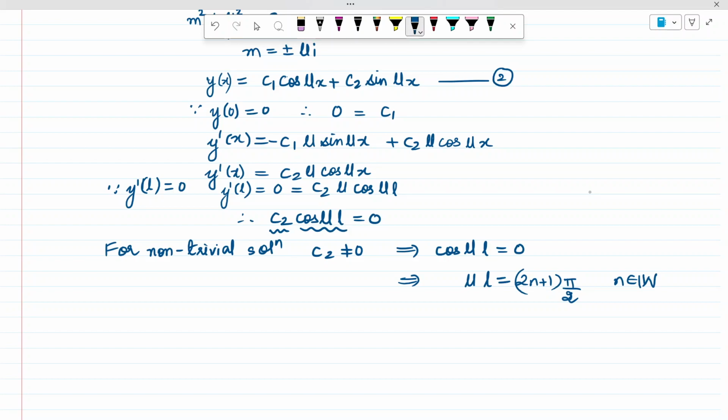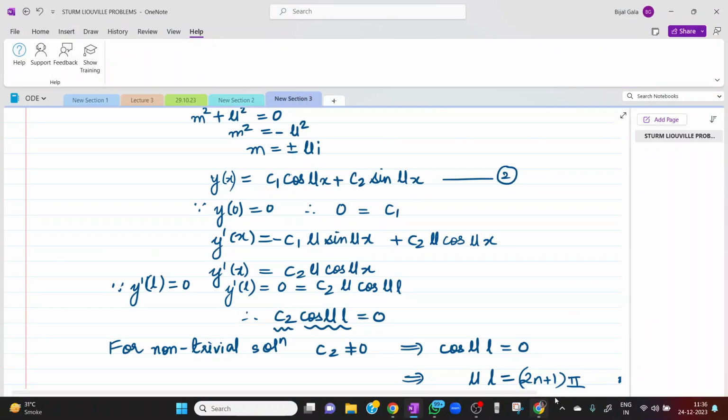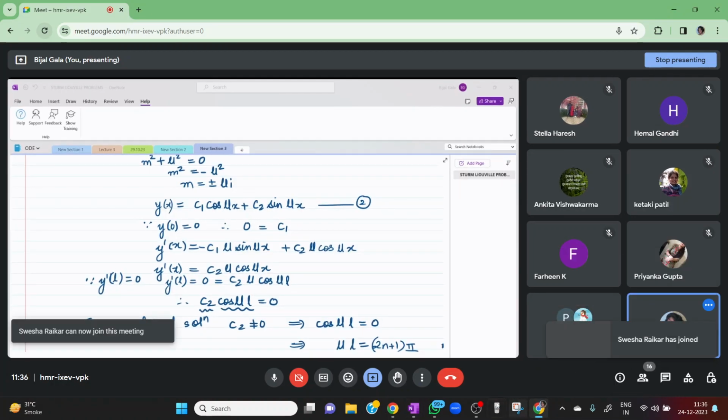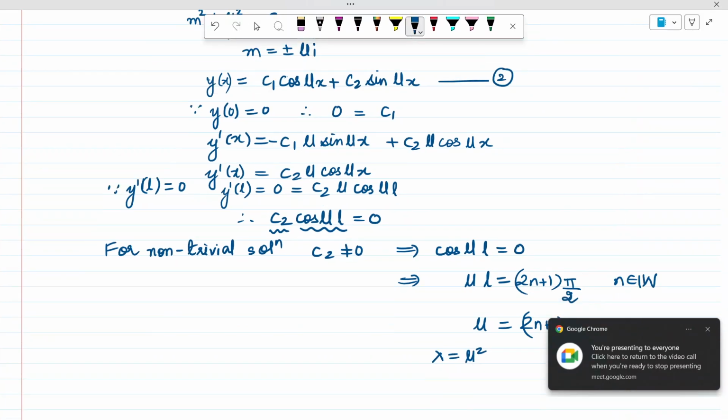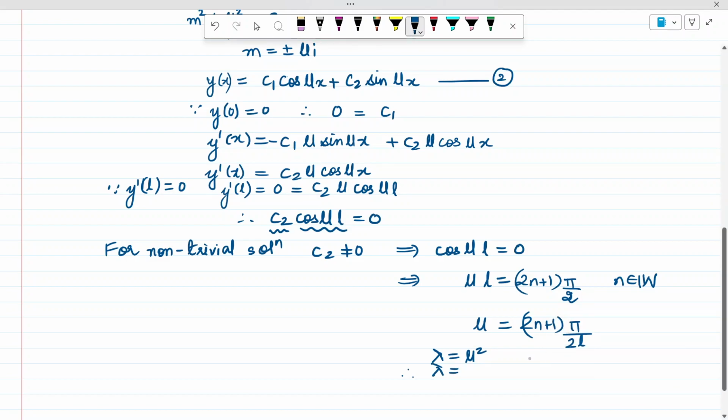So in this case, your target is to find nu because आपको lambda ढूंढना है. Lambda is dependent on nu. So I would say nu is equal to 2n plus 1 pi by 2l. Your lambda was equal to nu square. So we'll be squaring this, and we'll get the first eigenvalue. The first set of eigenvalues here is lambda equal to 2n plus 1 the whole square pi square by 4l square.